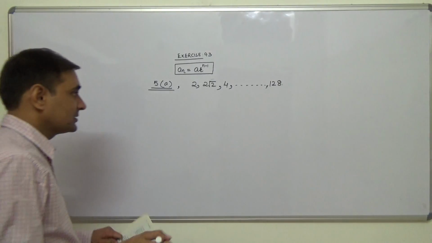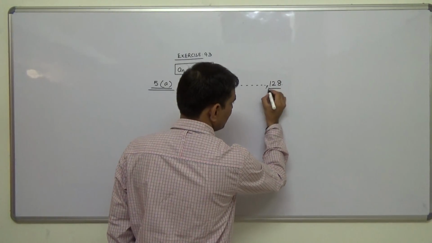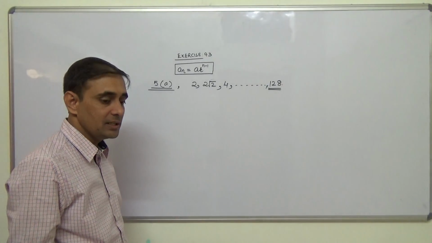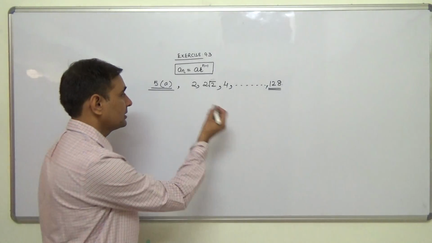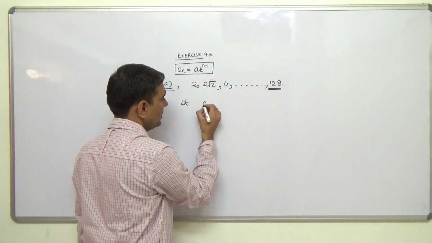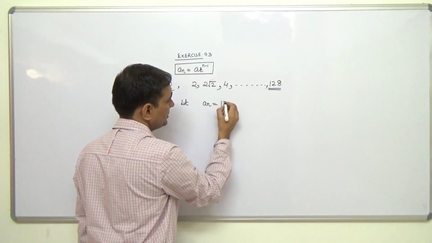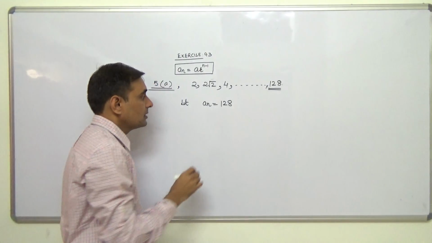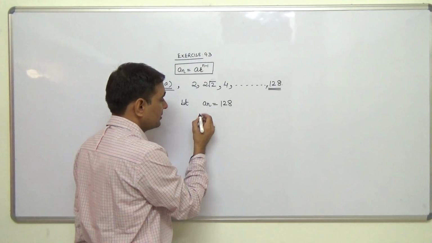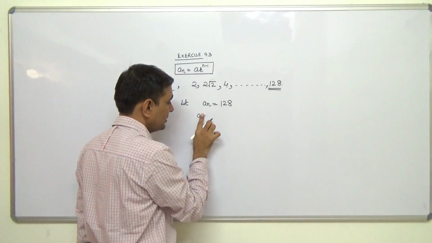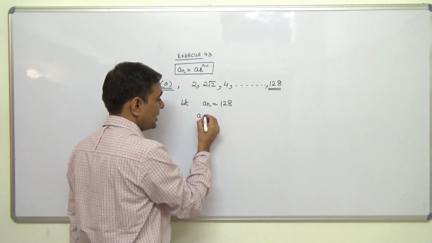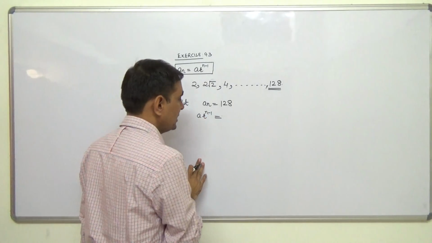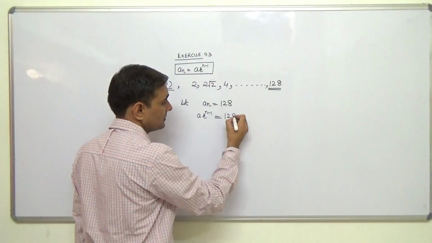Let us assume that the nth term of the sequence is 128. We do not know which term 128 is, so we will assume that the nth term of this sequence is 128. Let an is equal to 128. It means, what is the formula for nth term? The formula for nth term is a into r to the power n minus 1. This is equal to 128.